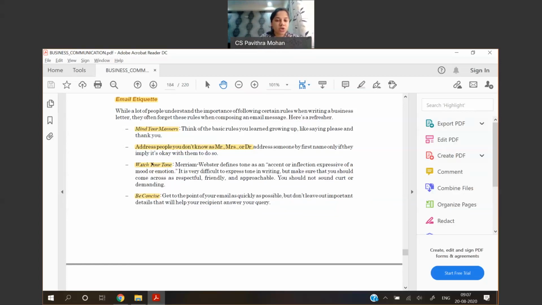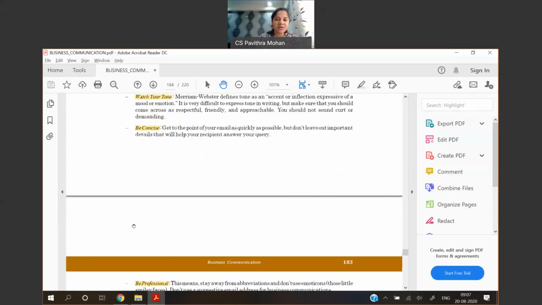Then always watch your tone. I've told you already, Merriam-Webster's, the same thing. Kindly ensure the accent or the way you express, the mood, the tone, how it can be used. Is it polite or is it harsh? Okay, try to be respectful, friendly, and approachable when they're trying to come back to you. Keep your system open. If any feedback, if any clarifications, kindly get back. Okay, so have all these words in your mail so it becomes easier for your reader to have a good connect with you.